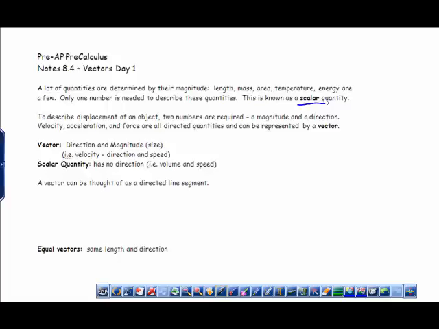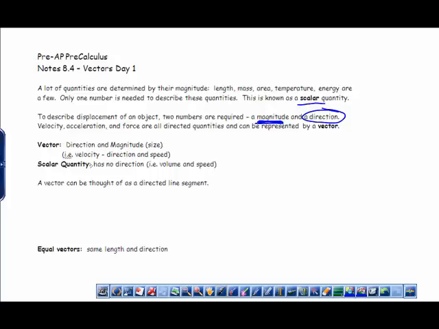So it says to describe the displacement of an object, two numbers are required, a magnitude and a direction. Magnitude, this word may scare you, but you've been dealing with magnitude since you were in elementary school. You just didn't call it that. You just called it whatever it was for that particular problem. Velocity is a perfect example of this because you have to have a direction.